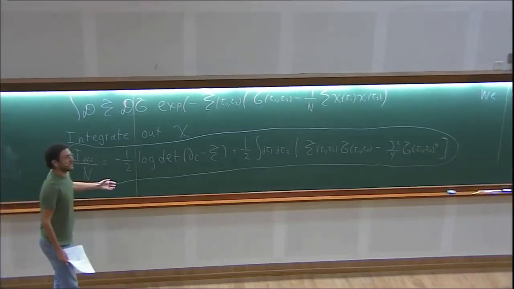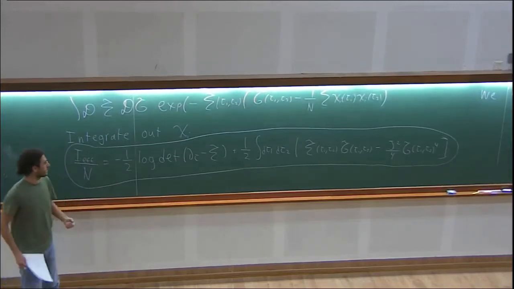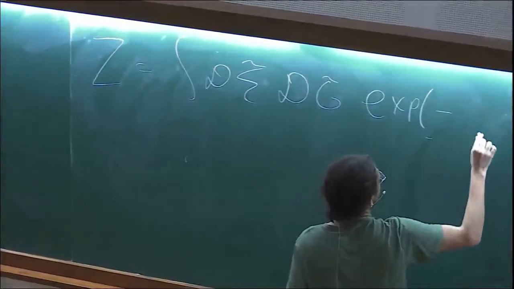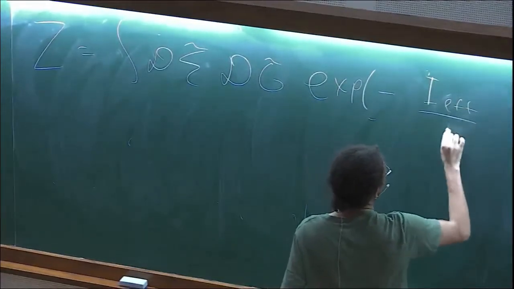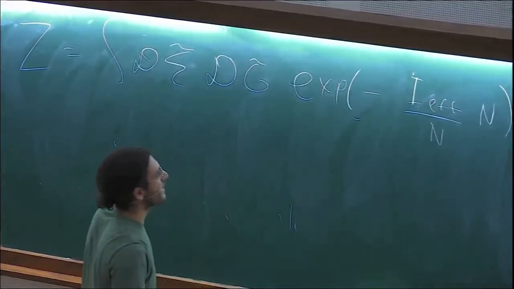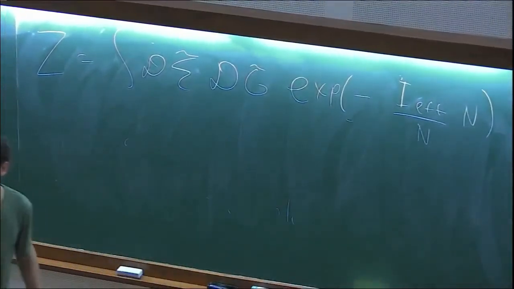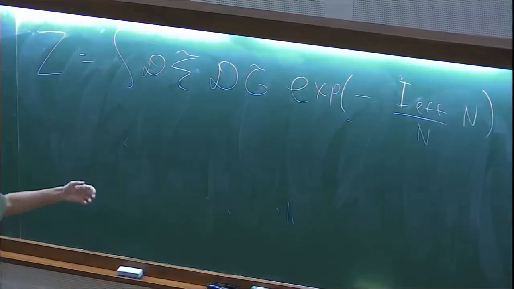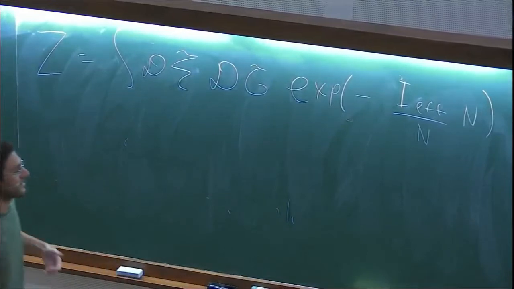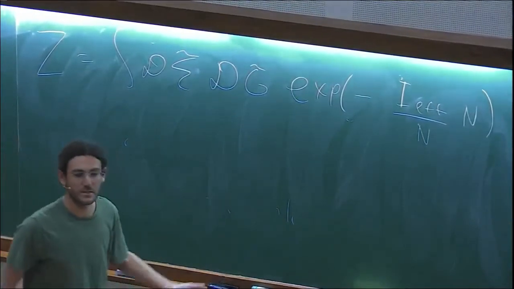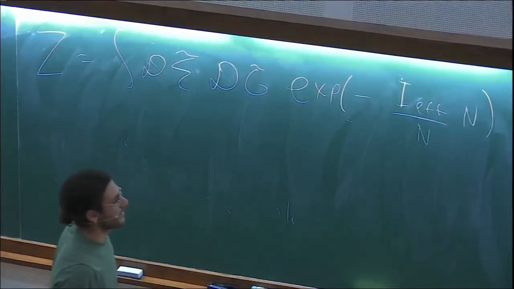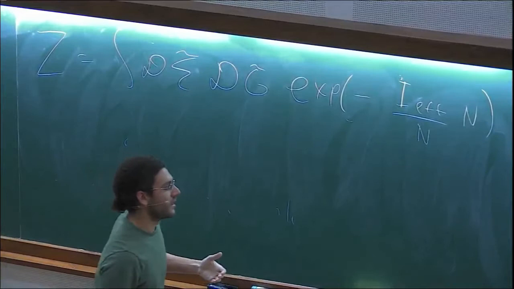Since there's an N out front, at large N one can look at the saddle. So now our partition function is I effective over N times N. I effective over N has no N dependence, so there's a large N here, and it's dominated by the saddle because there's a large N out front. N is playing the role of 1 over h bar. When we do quantum mechanics, we recover the classical equations of motion in the limit h bar goes to 0, because we can take the saddle of the action which gives the Euler-Lagrange equations. Similarly here at large N, at leading order, we just look at the saddle, and those are the equations.